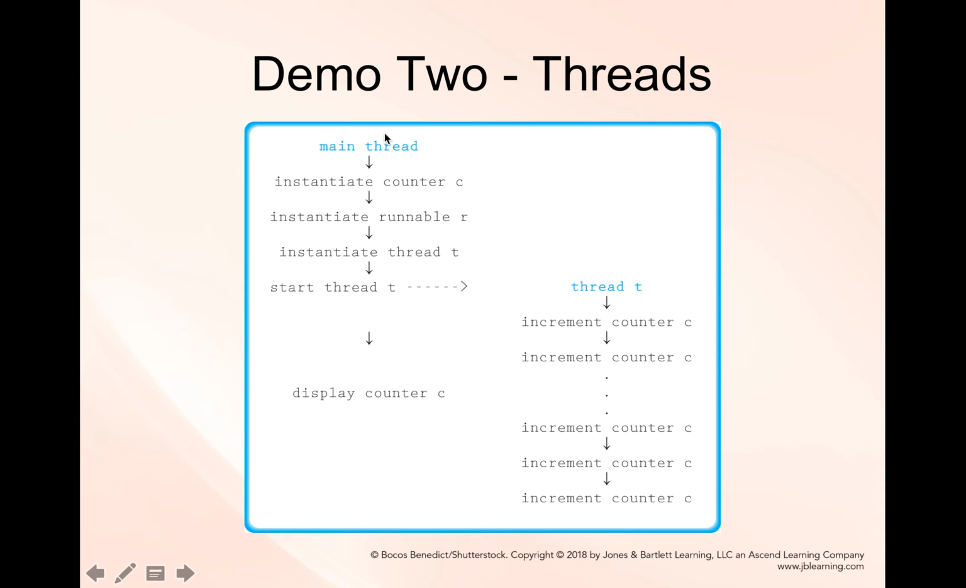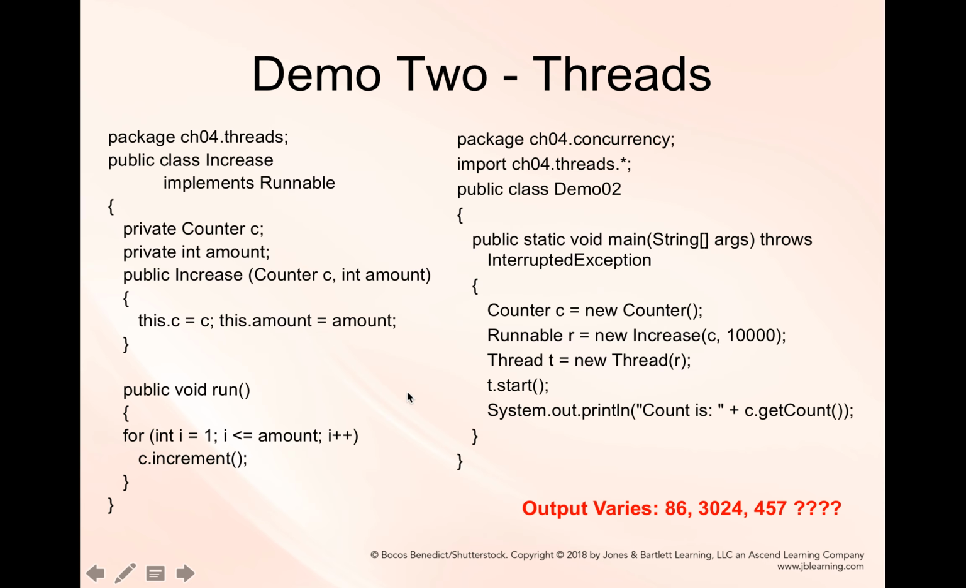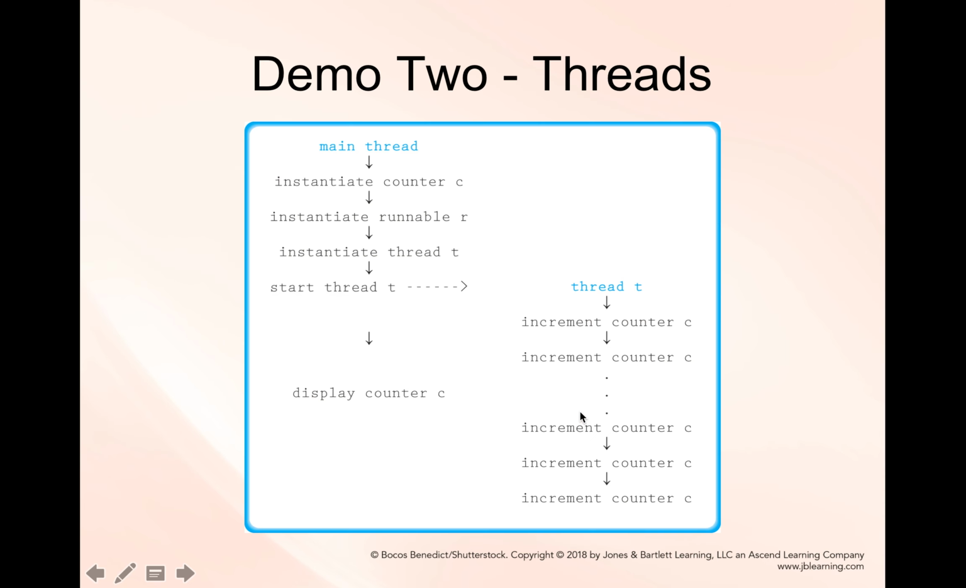What happens is the main thread is running, thread T is running, so two threads are running, right? The main thread instantiated the counter, instantiated the runnable object, and then instantiated the thread and starts it, right? That means it went to the run method. T, the thread that got created, in the run method has to increment amount number of times. So what happened was, main thread is displaying counter.